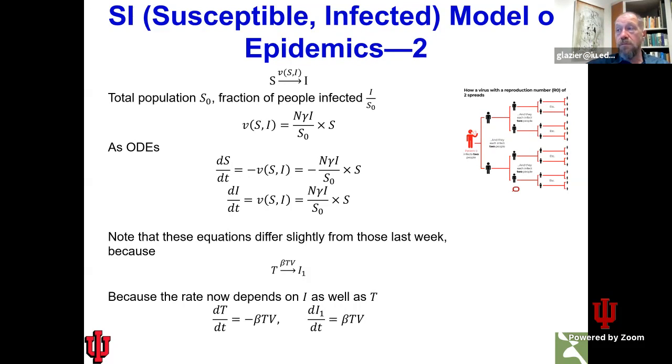Last time we wrote a rate of infection in a tissue, and we said T was beta times T times V. And that looks pretty similar, except that this V was a constant. Here, we're multiplying by I, which is changing. And so that's a fundamental difference in the result. And we'll see in a minute that that actually gives us quite different dynamics.